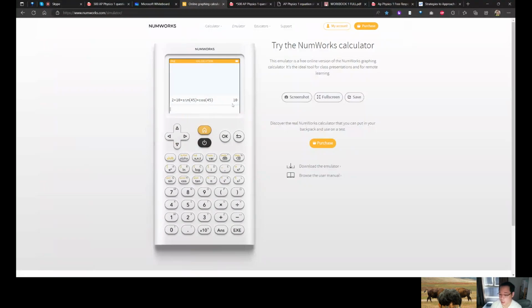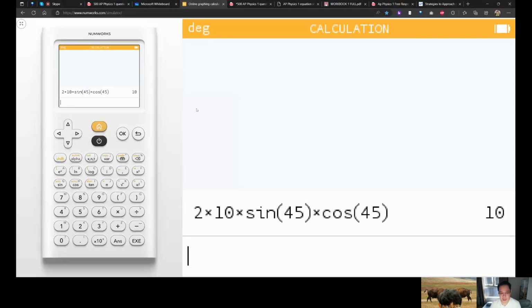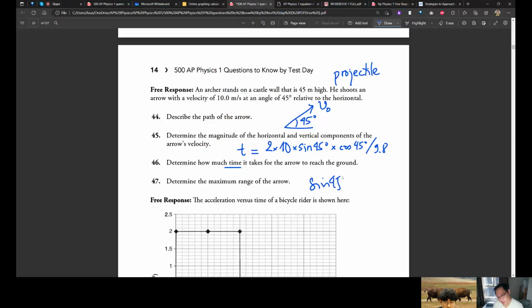Okay, the answer is 10. That makes sense because sine of 45 degrees is the same as cosine of 45. You can check that with the calculator, and the value is square root of 2 over 2. And therefore, when you multiply them, sine times cosine, you get square root of 2 over 2 squared, which is 1/2. And 1/2 multiplied by 2 is 1. So the final answer, the time is 10 seconds. Yes. The time is 10 seconds.